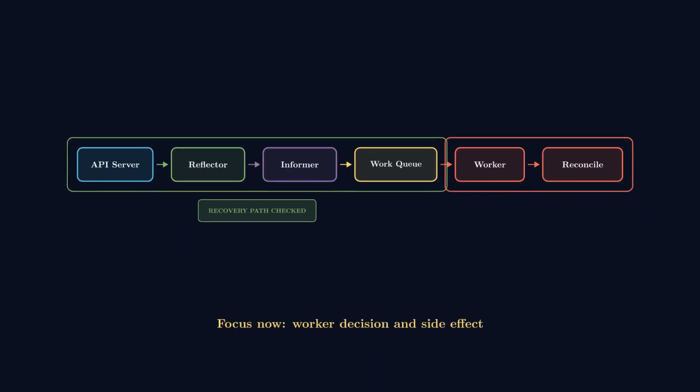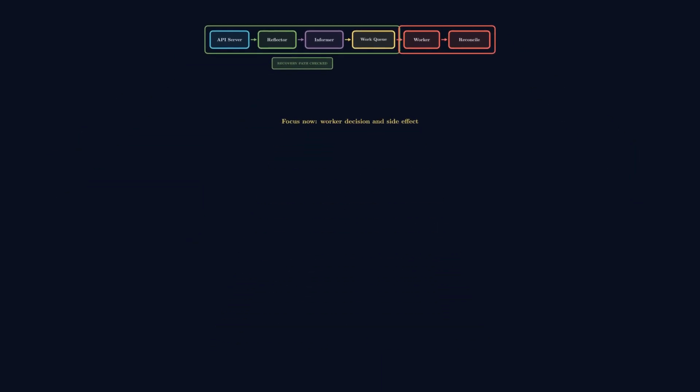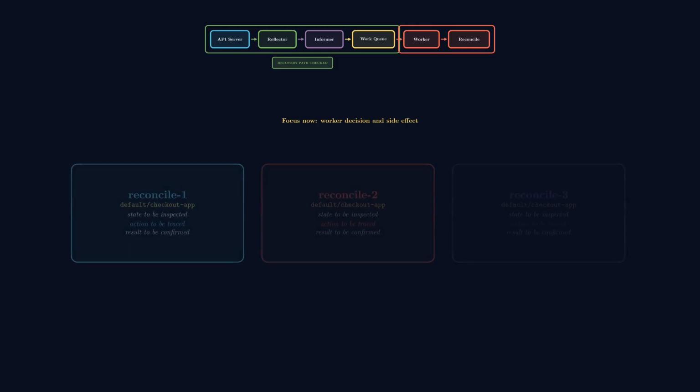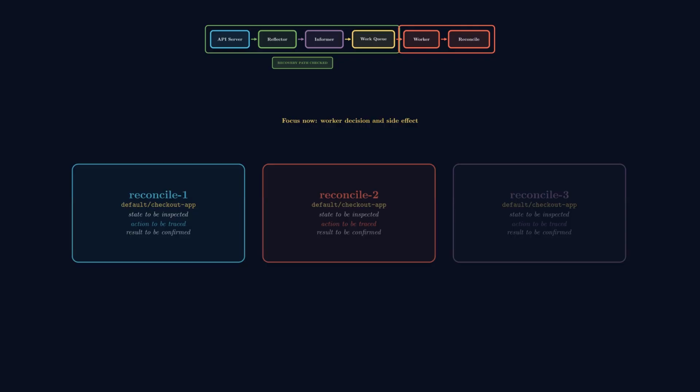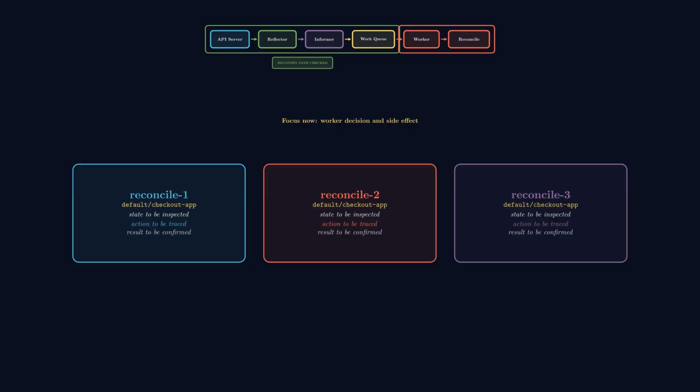To see the controller clearly, we give each reconciliation pass its own identity. Reconcile 1, Reconcile 2, and Reconcile 3 all receive the same object key. For each pass, we will record what state it used, what action it selected, and what result came back. This connects every pod creation to one specific decision.